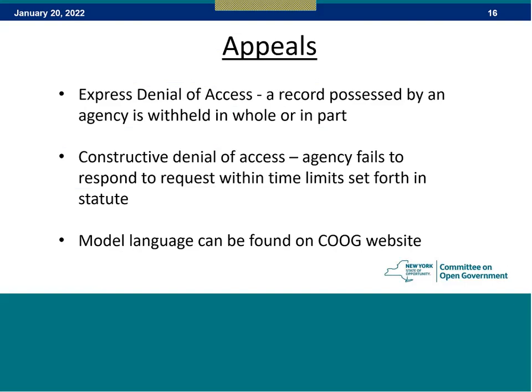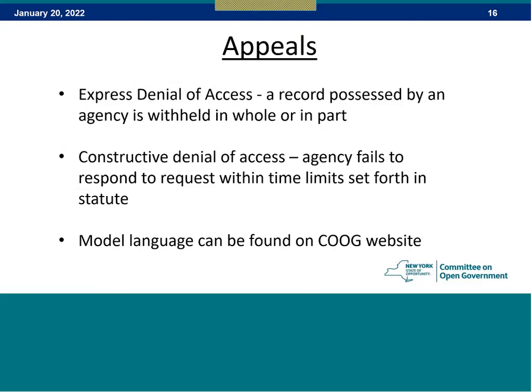There are two types of situations that give rise to the right to file an administrative appeal. One is an express or an affirmative denial of access, and that's where the record is possessed by an agency but is withheld in whole or in part. And the second is a constructive denial of access, and that's where an agency fails to respond to the request within the time limit set forth in the statute. So for example, if someone makes a FOIL request and the agency fails to acknowledge within 5 business days, that's a constructive denial of access.